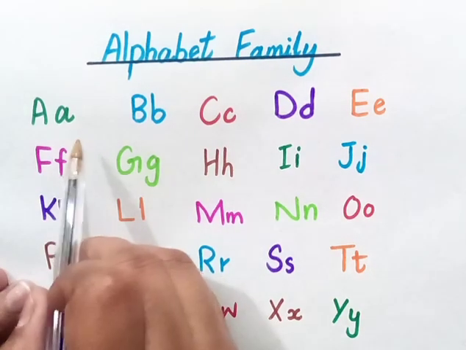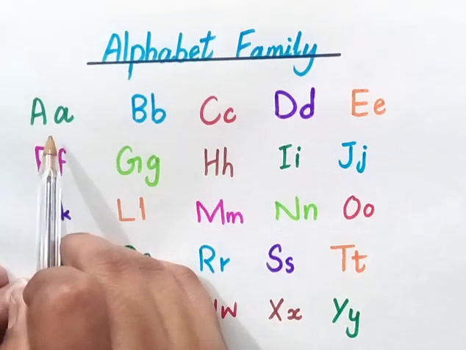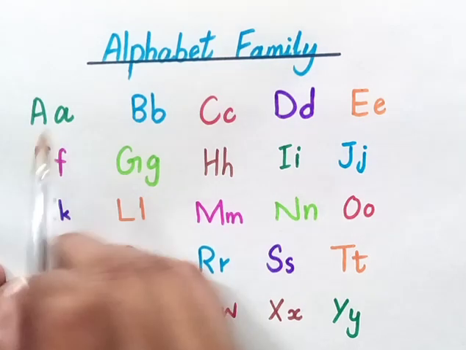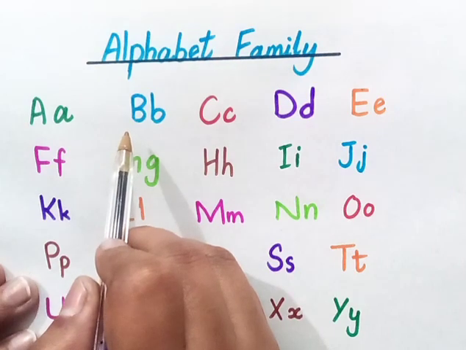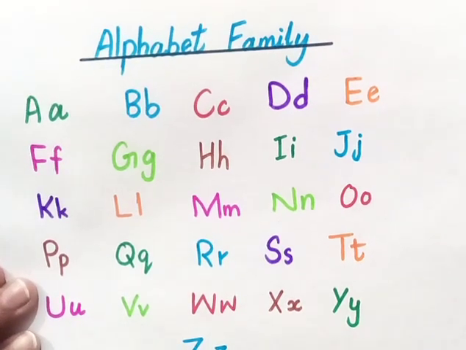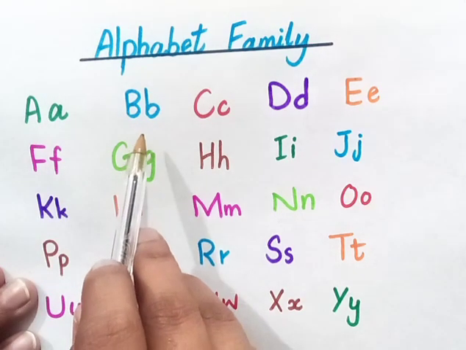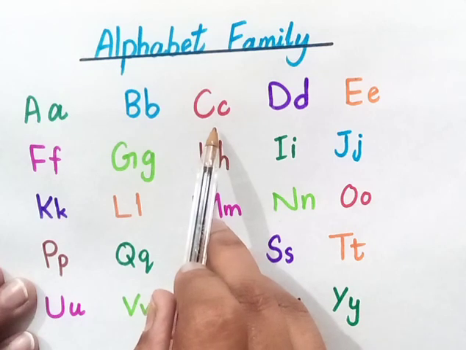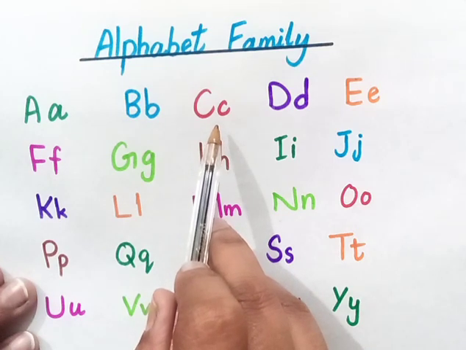First of all, which letter is this? A. The sound of A is A. A. Which letter is this? B. The sound of B is B. B. C. The sound of C is K.